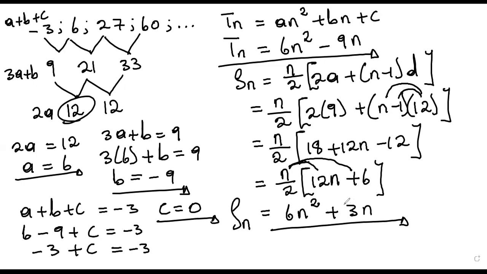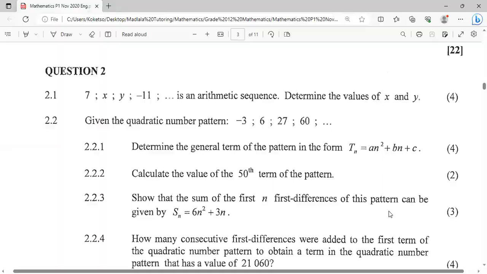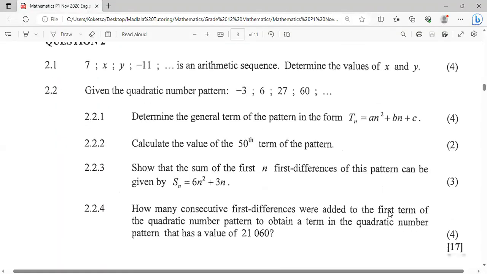So let's look at the ultimate question. 4 marks, the last one. Yes, it's the ultimate question. So this is what it says. How many consecutive first differences were added to the first term of the quadratic number pattern to obtain a term in the quadratic number pattern that has a value of 21,060?